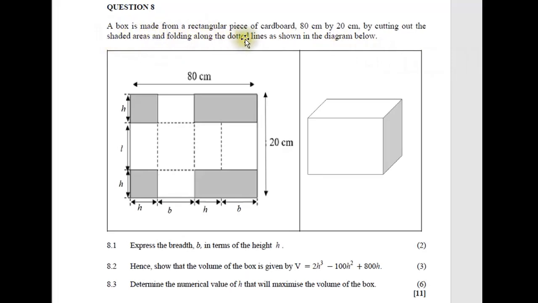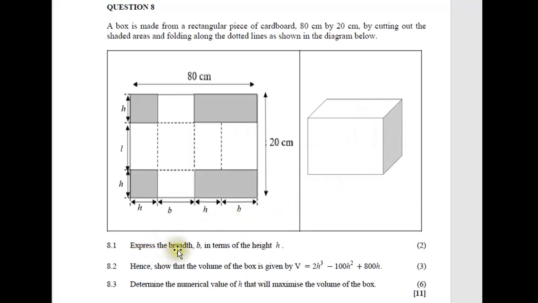A box is made from a rectangular piece of cardboard, 80 centimeters by 40. So 80 centimeters, where do I get these numbers from? By 20. So 80 centimeters by 20 centimeters, by cutting out the shaded area and folding along the dotted lines as shown in the diagram below. So if this box was folded, it would become this box, in other words.